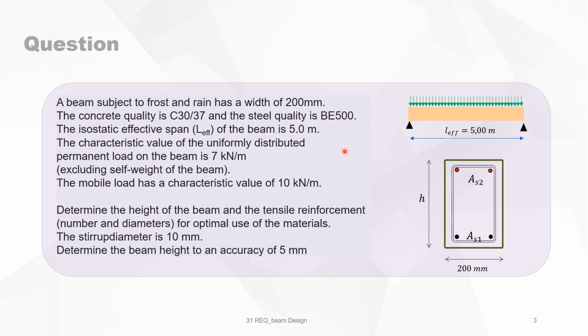The characteristic value of uniform distributed load: the uniform distributed permanent load on the beam is 7 kilonewton per meter, excluding the self-weight of the beam, and the mobile load has a characteristic value of 10 kilonewton per meter. Determine the height of the beam and the tensile reinforcement, number and diameters, for optimal use of the materials. The stirrup diameter is 10 millimeter and determine the beam height to an accuracy of 5 millimeters.